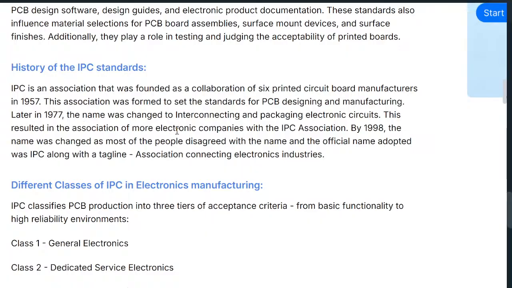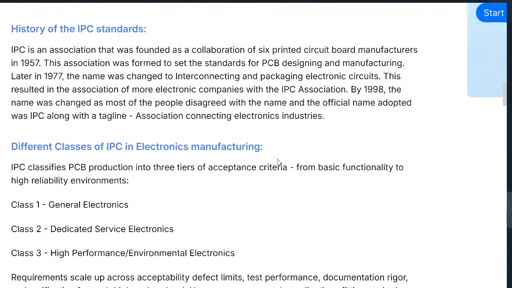This resulted in more electronic companies associating with the IPC. By 1998, after the name had been changed, many other companies also joined. Most of the people disagreed with the name, and the official name adopted was IPC, along with the tagline Association Connecting Electronics Industries. So IPC is an association for connecting the electronics industry, and now all industries started coming forward and associating with IPC.